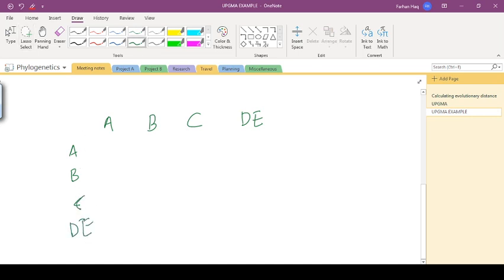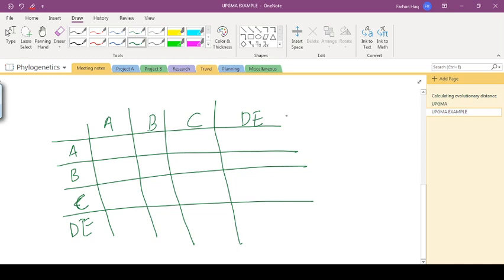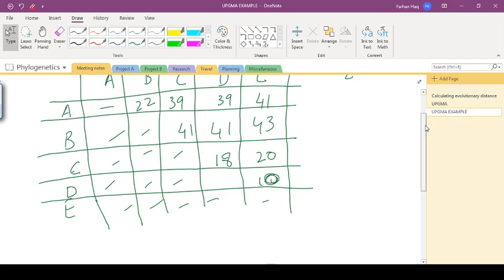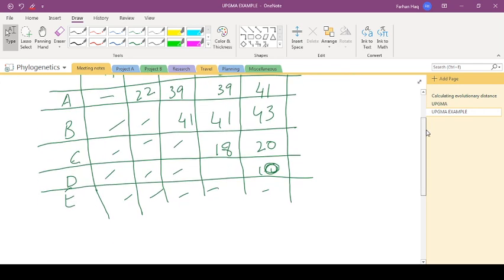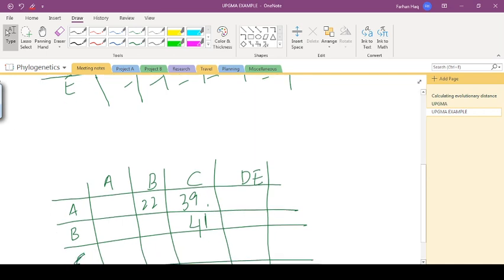So how will the matrix look now? We'll see it in a minute. Here you can clearly see, if you open the presentation, that the A and B distance is 22, and A and C is 39. So you just write here 22, 39, and B and C is 41, right?